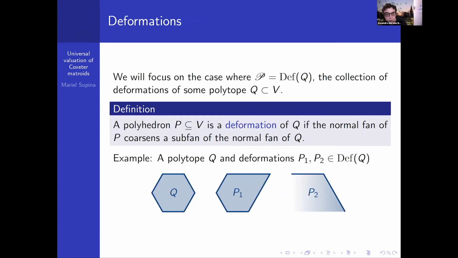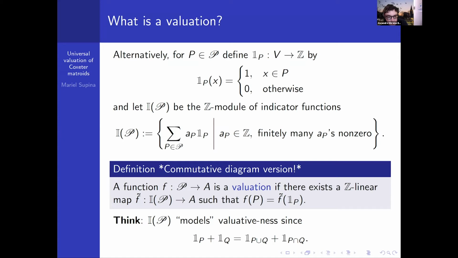So Mariel, I have a question. Yeah. You mentioned a commutative diagram. Yes, sorry. I took this slide out of the other part of the talk, and in that part I am going to have a commutative diagram. I just didn't have it in this part. If you stay, then you can see the commutative diagram later. But basically, a valuative function on the family is the same as having a Z-linear function on this indicator module.